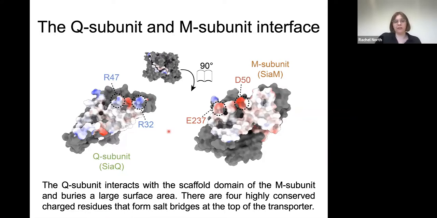And something else I'd like to mention is that in some organisms that have these transporters, the Q subunit and M subunit are expressed as two separate polypeptides that come together in the membrane. And in other organisms, they are expressed as one polypeptide that is already tethered together. So for the system that we've been working on, the SiaQM from Photobacterium profundum, this is a non-fused system. So these are actually two separate proteins that come together and form this really tight interface that you can see here.